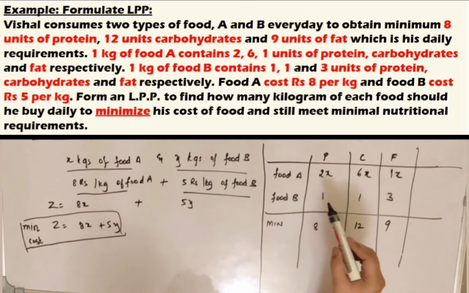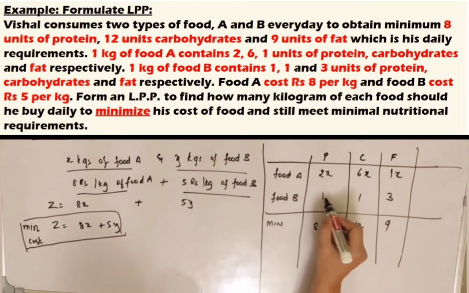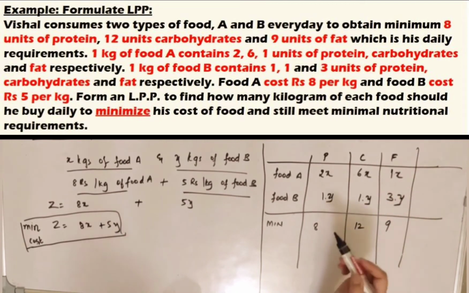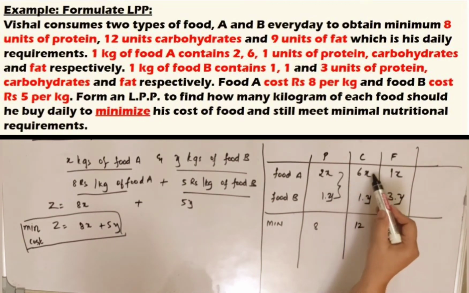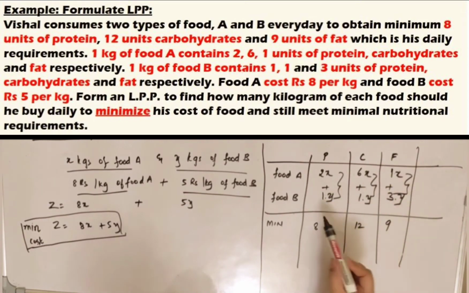Similarly, in 1 kg of food B, there is 1 unit of protein. So how much is it for y kgs? You have to multiply by y. Similarly for carbohydrates and for fat. So now we'll have to add this, and so we get 3 constraints here.